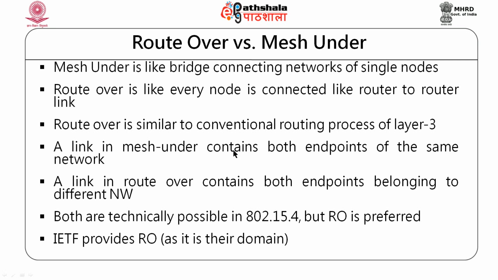One more difference is a link in mesh under contains both endpoints belonging to the same network, while in the case of route over every node is a network. So, both endpoints belong to different networks. Both are technically possible in 802.15.4, but route over is preferred, and IETF provides route over solution as that is their domain actually. If it were a layer 2 solution, it has to be either Wi-Fi Alliance or Ethernet that should provide. At the IP level, it is a consistent solution.